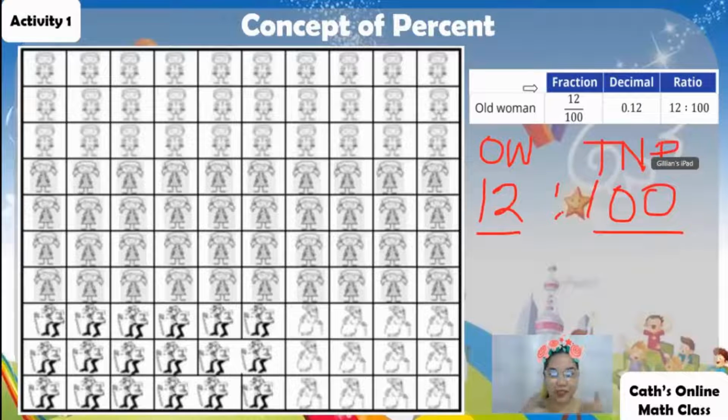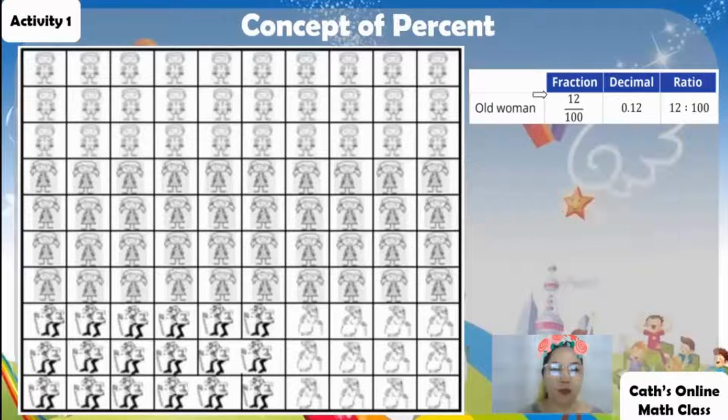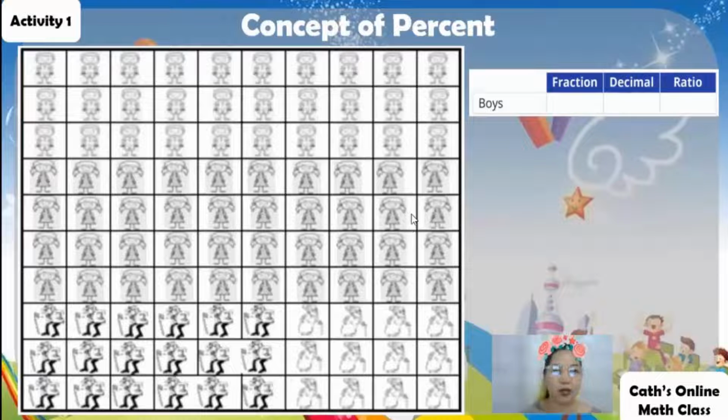Okay, you understand? Now let us try to compute for the others. Let's try to get the fraction, the decimal, and the ratio of the other persons here in the chart. Are you ready? Okay, let's try the boys. How many boys are there? Okay, let's make this into a fraction. Let us count.